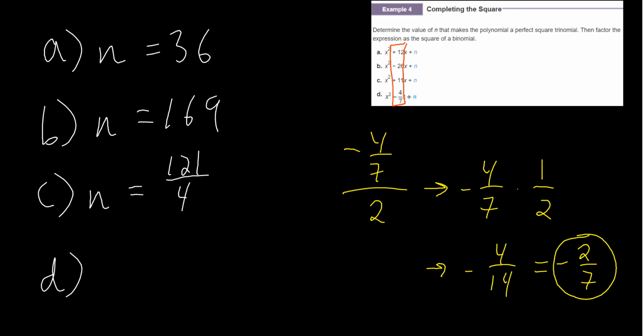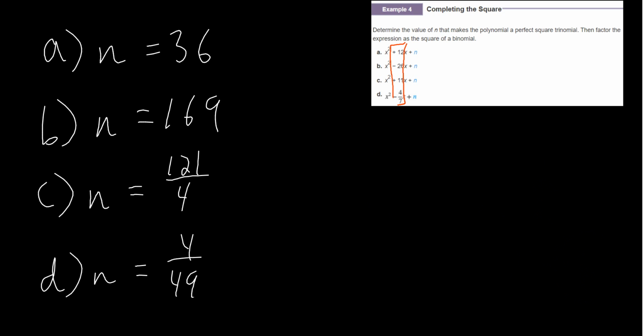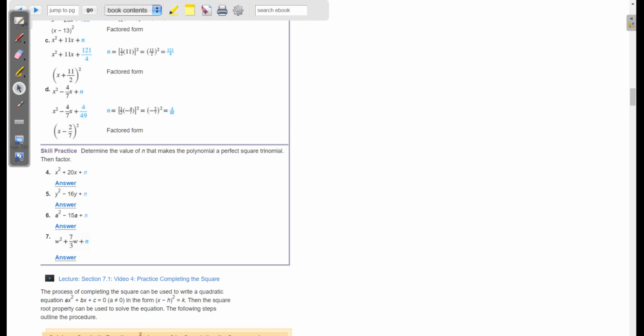Well, now all we have to do is just square the negative 2 over 7. So that's going to be, well, what is 2 squared? That's 4, and 7 squared is 49. And of course, it's not going to be a negative number, because a negative number times a negative number is always going to be a positive number. Okay, so this is just a quick little exercise to get you prepped for completing the square. So without further ado, let's go ahead and get into completing the square.